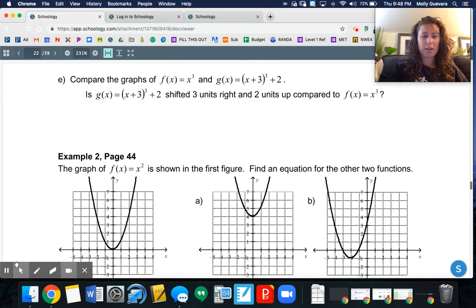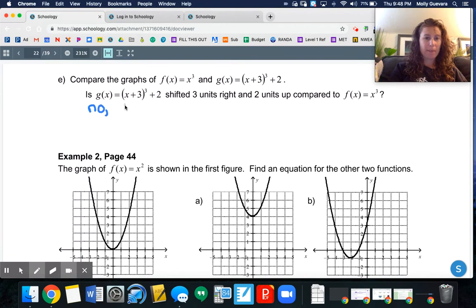Okay, so here we go. Last part of this problem. Compare the graphs of x cubed and x plus 3 cubed plus 2. Is x plus 3 cubed plus 2 shifted 3 units to the right and 2 units up? Question mark. So let's look. This plus 3, because it's inside the function, shifts it actually to the left. So no, this does not work, right?